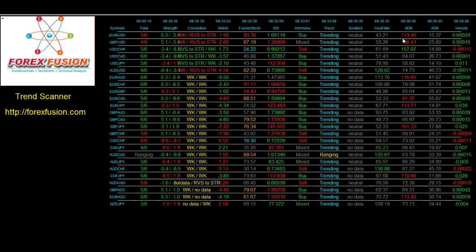For the ADR, you can see that the euro dollar, by comparison, has reached and exceeded its average daily range. The pound dollar has also exceeded its average daily range. It's at 106%. So these have clearly gone up so far in the trading day. And according to these columns, the fact that they've gone up past their ranges means that the best trading opportunities are to go to the other side.